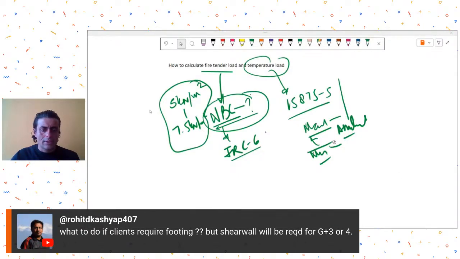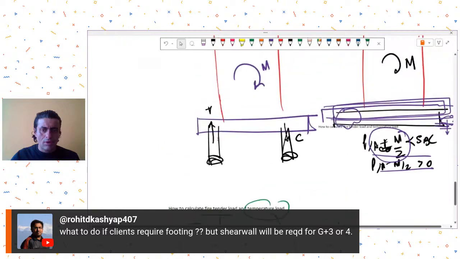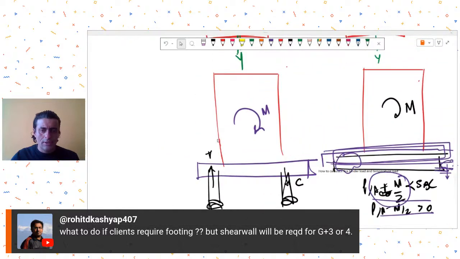Mr. Rohit is asking a follow-up question: what to do if clients require footing? No, how does the client decide? You are the one who is deciding. The client is not deciding. It's your job to decide for the client. You have to educate your client and tell them what is the best suited structural element for the particular structure that you are designing for, right?